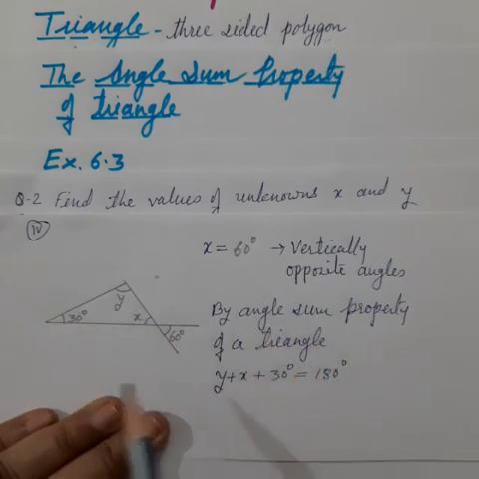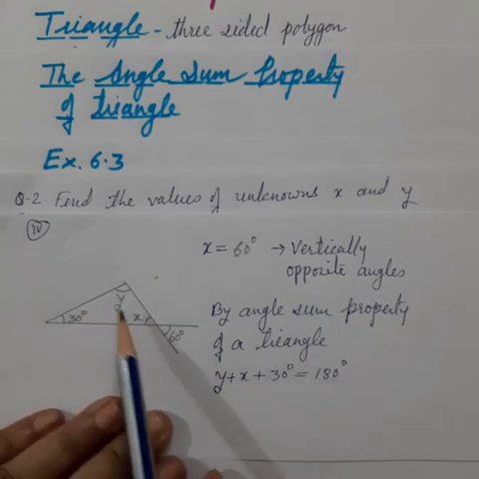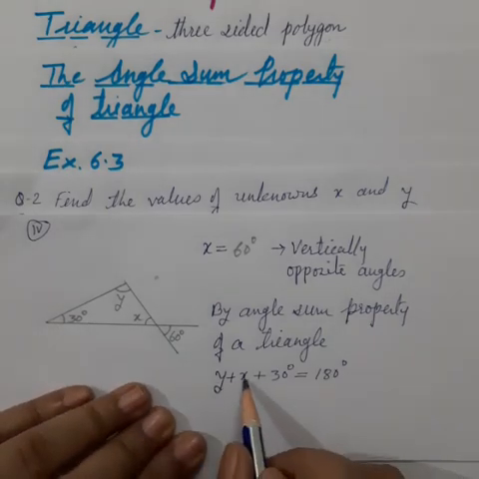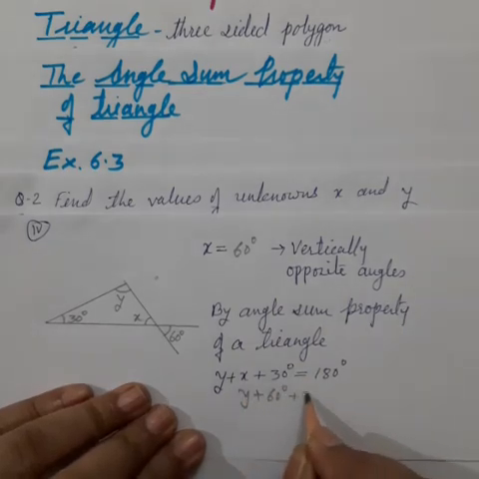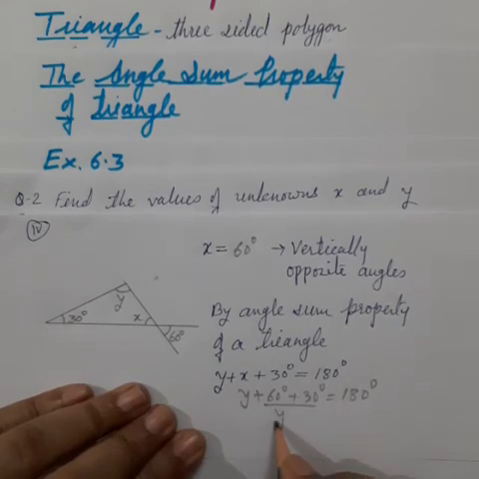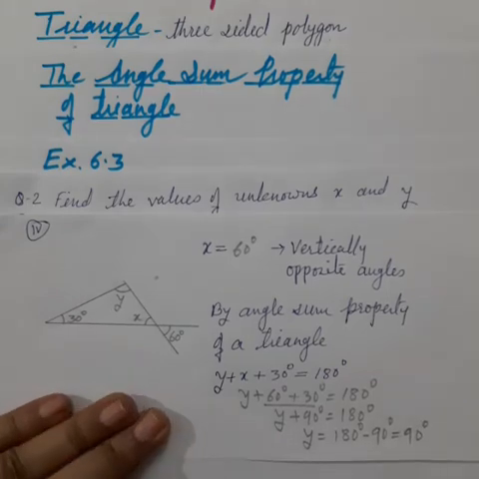By the angle sum property of a triangle, the sum of the three angles of the triangle is 180 degrees. So here x plus y plus 30 degrees is 180 degrees. Now we know the value of x is 60 degrees. So y plus 60 degrees plus 30 degrees equals 180 degrees. This sum is 90 degrees. y plus 90 degrees equals 180 degrees. Transpose 90 to the right-hand side. y equals 180 degrees minus 90 degrees. So we will get y equal to 90 degrees.